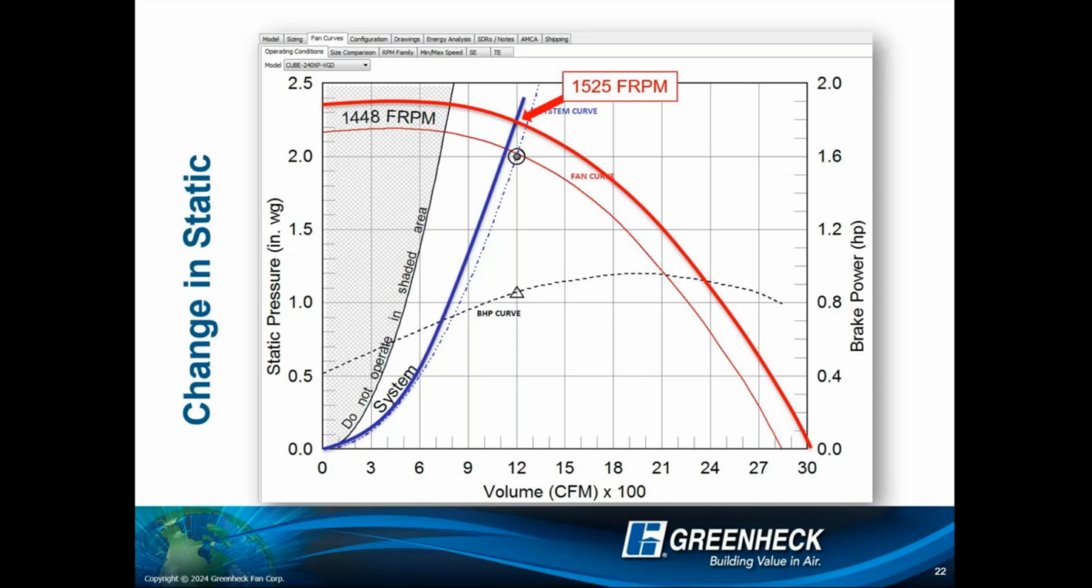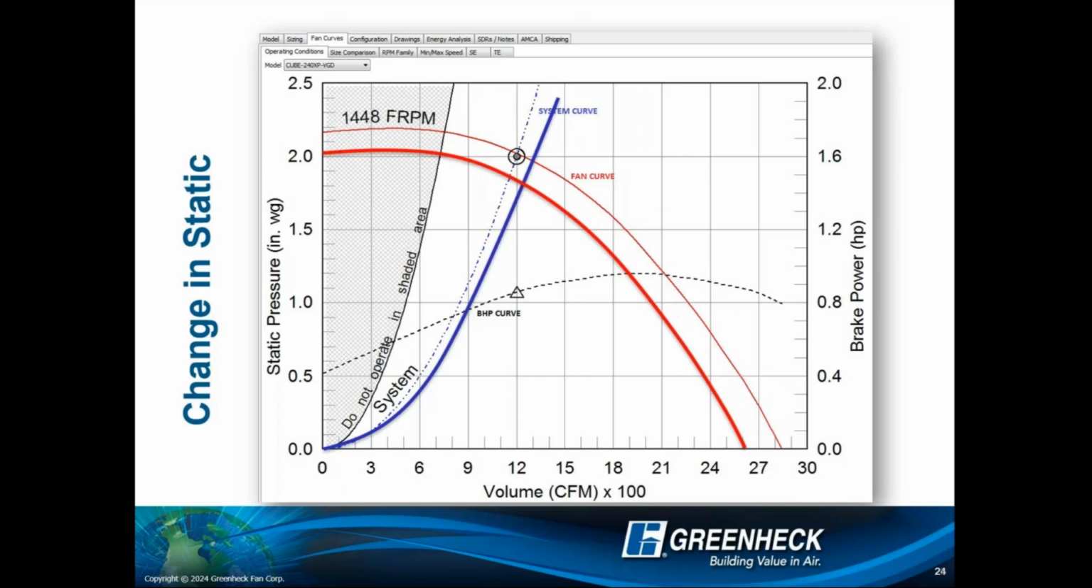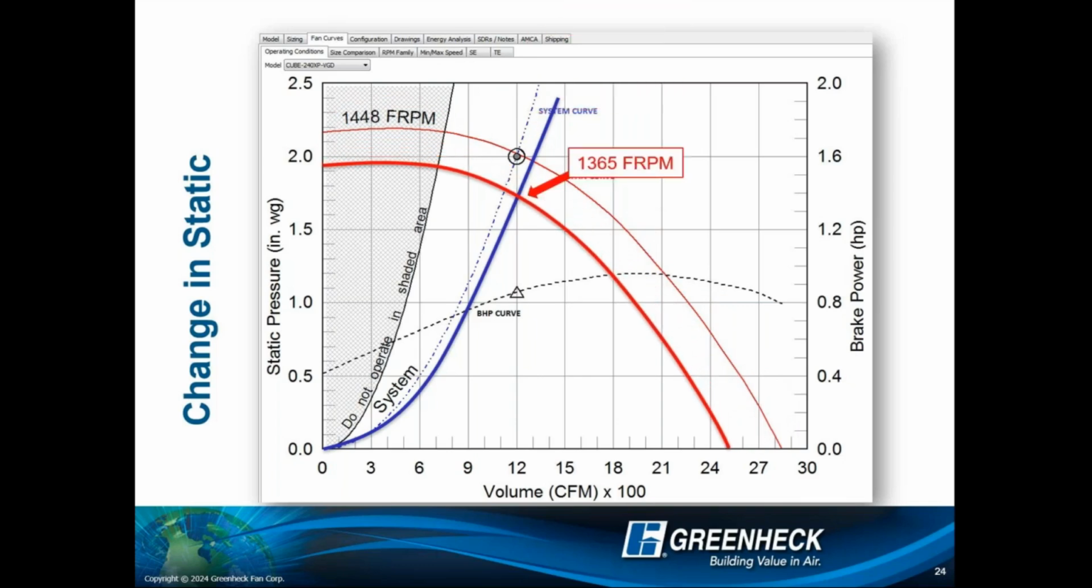All right, kind of back on task here. I was able to get back to 1200 at 1525 fan RPM. And the same works in reverse as well, right? If I overshot by a quarter inch, what happens? Well, let's lay that curve down a quarter inch. Now I gotta slow my fan down to only move 1200. And this is going to represent about 1365.